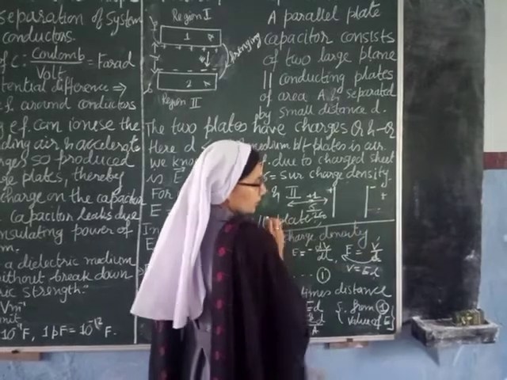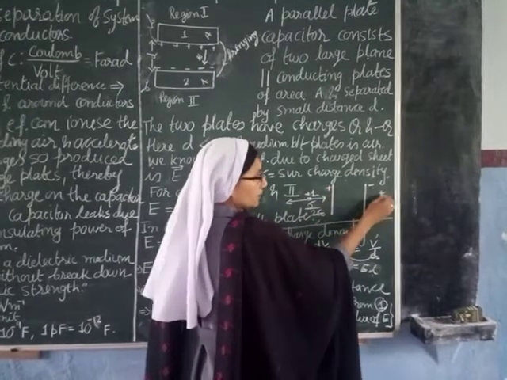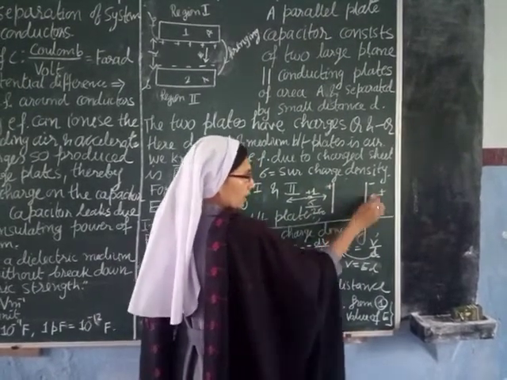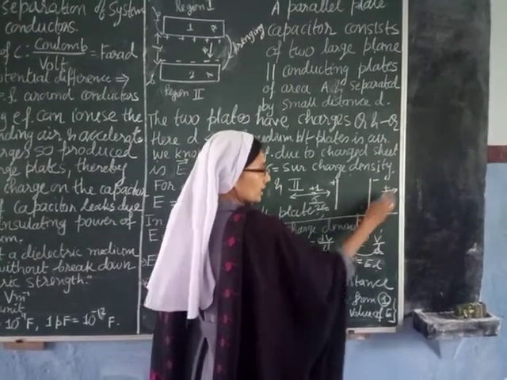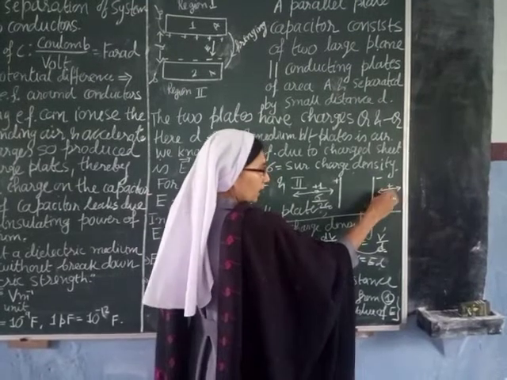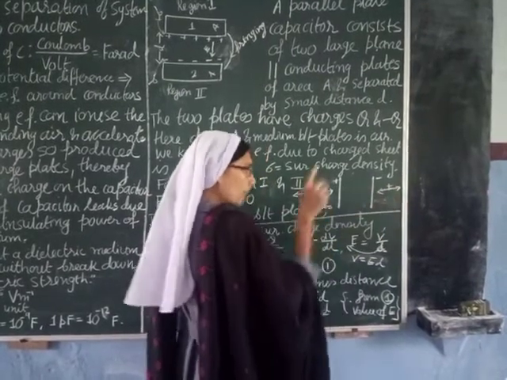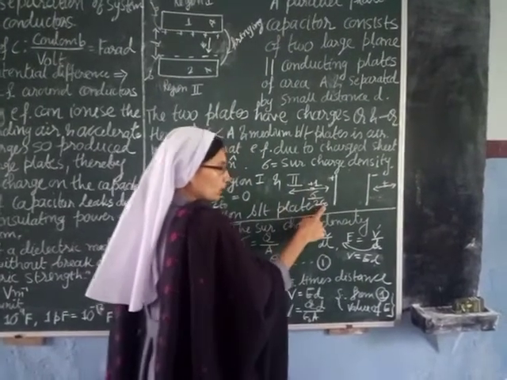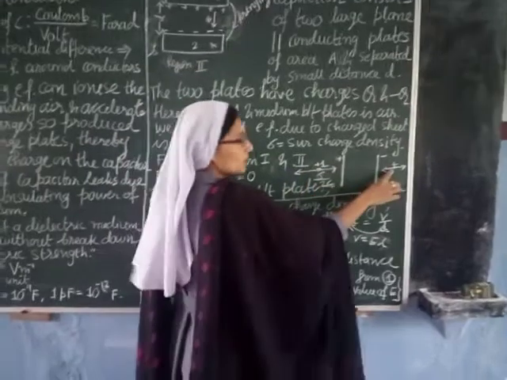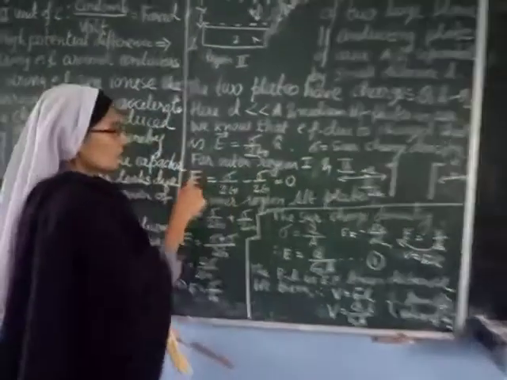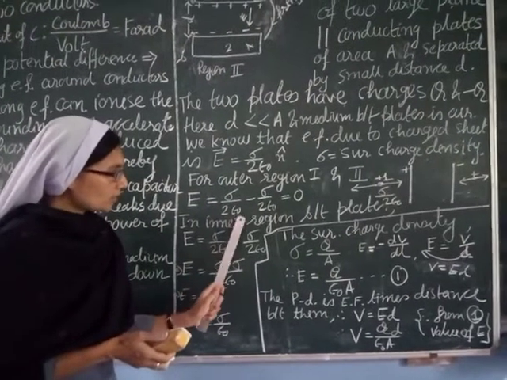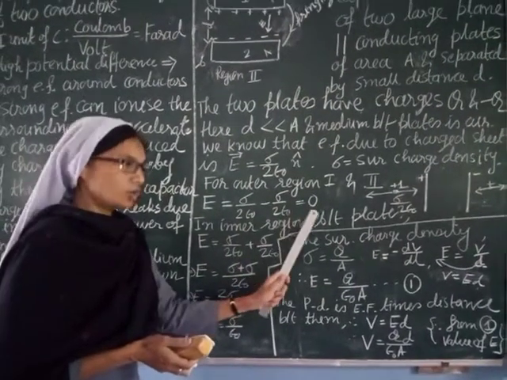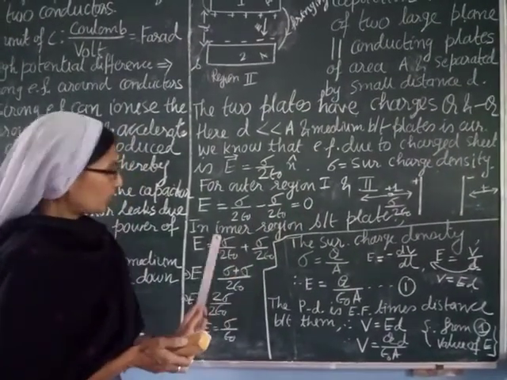You consider a positive charge. Because of this positive plate, the force will be towards this side, and because of this negative plate, it will be towards this side. The magnitude is the same, sigma by 2 epsilon naught, so the resultant will be 0. See, I have written here: for outer regions 1 and 2, the field is sigma by 2 epsilon naught minus sigma by 2 epsilon naught, equal to 0. Now we have to find the field between the plates.